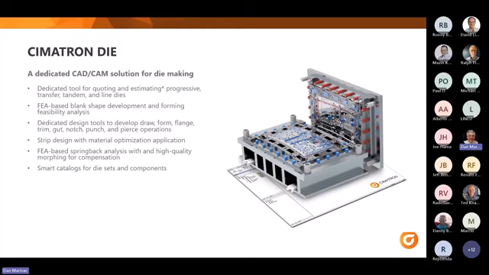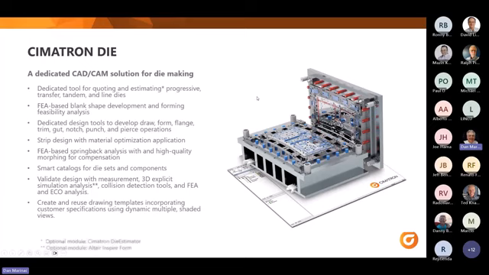Smart catalogs are available for die sets and components. You can validate your design with measurement, 3D explicit simulation analysis. That's an additional package from Altair Engineering called InspireForm. Collision detection tools, and FEA and ECO analysis. You can create and reuse your drawing templates incorporating customer specifications using dynamic multiple shaded views.